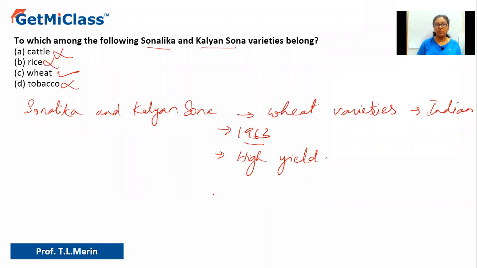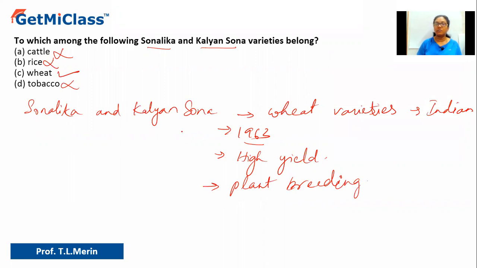And if you want to know how these have been produced and released only in the year 1963, it is because these were produced by plant breeding methodologies. They applied various plant breeding technology, and finally the result was Sonalika and Kalyan Sona.